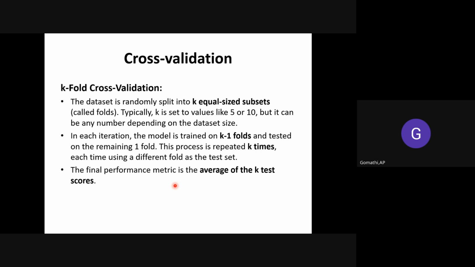For example, with 10 folds, the model is trained on k minus 1 folds, that means 9 folds, in each iteration. So it will be repeated up to k times, and the final performance metric is the average of the k scores.